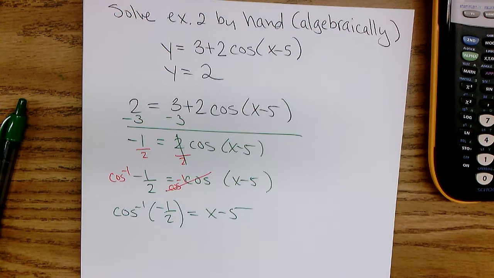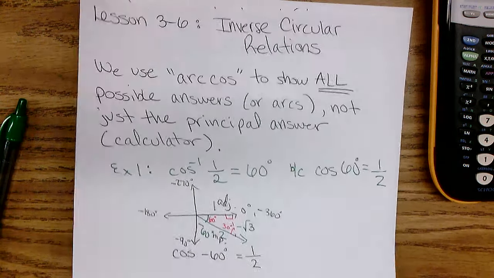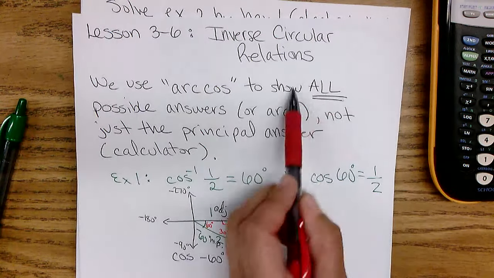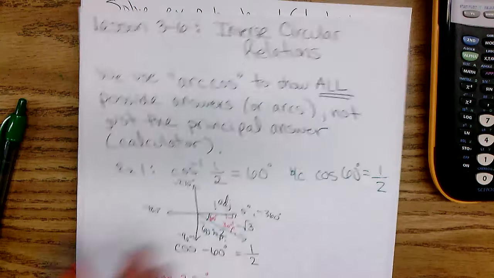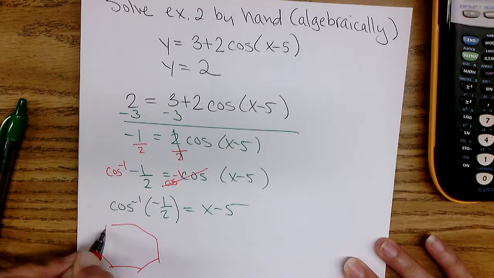Add 5. Normally, this was an honors pre-calculus, right? If this wasn't a calculus thing, we could just add 5 to both sides and call it a day. However, we said at the very beginning, we want all possible answers, not just the one the calculator gives you. So, stop sign.